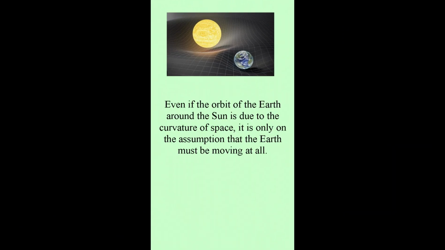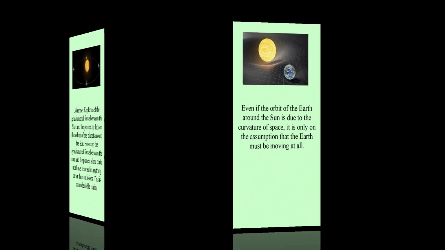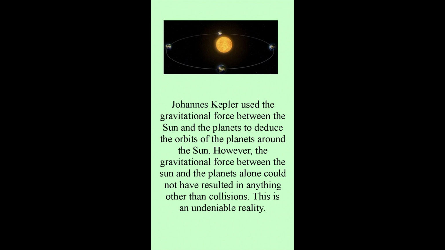Even if the orbit of the Earth around the Sun is due to the curvature of space, it is only on the assumption that the Earth must be moving at all. Johannes Kepler used the gravitational force between the Sun and the planets to deduce the orbits of the planets around the Sun. However, the gravitational force between the Sun and the planets alone could not have resulted in anything other than collisions. This is an undeniable reality.